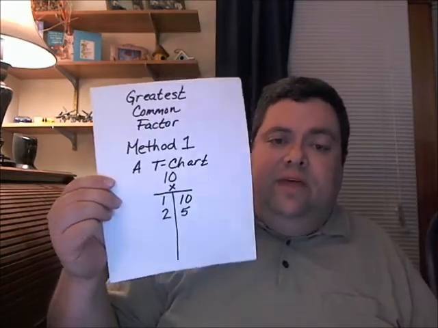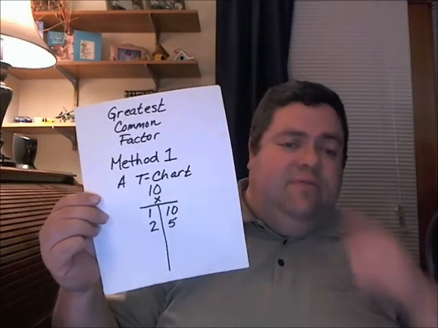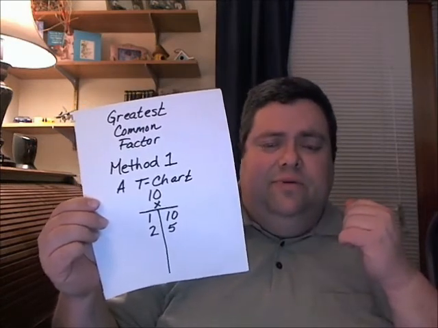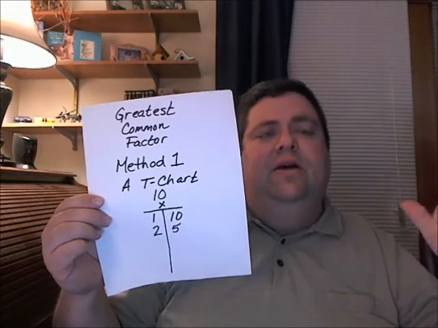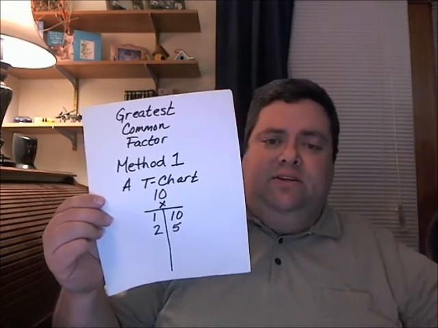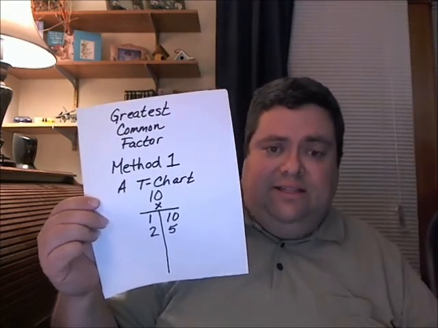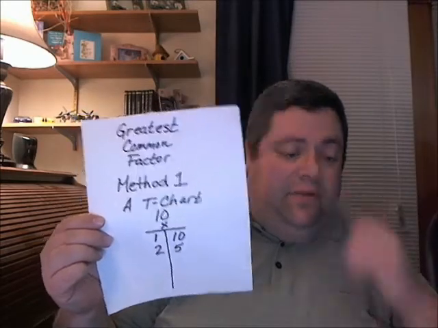And so that would show up on the T-chart, but thankfully we're just looking for the factors. So once we reach that middle point where the next number is going to take me to numbers I already have on the right side, then I'm done. I found all the factors.